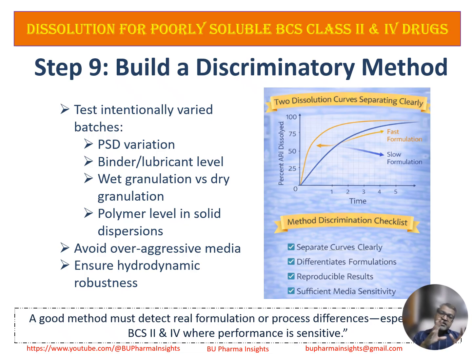If your method is too strong, especially with excess surfactants, it hides formulation differences. So, test intentionally varied batches: different PSD, binder and lubricant level, wet versus dry granulation, and polymer content in solid dispersions. Avoid over-aggressive media and ensure robust hydrodynamics. A good method reveals changes, it never masks them.